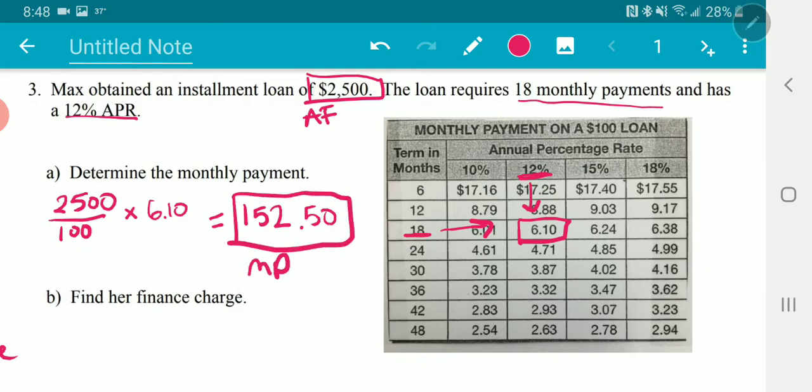That's my monthly payment. Now for the finance charge, it's going to be a 2-step process. Again, we're just looking back at those equations. Before I can find my finance charge, I need to figure out my total amount repaid. Total amount repaid is just going to equal my number of payments. In this case, it's an 18-month loan, so I have to make 18 payments times that monthly payment, 152.50. So plug that into my calculator, and it looks like I have to pay back a total of $2,745. That's my total amount repaid.